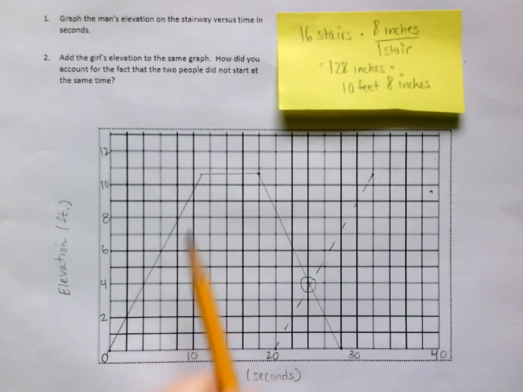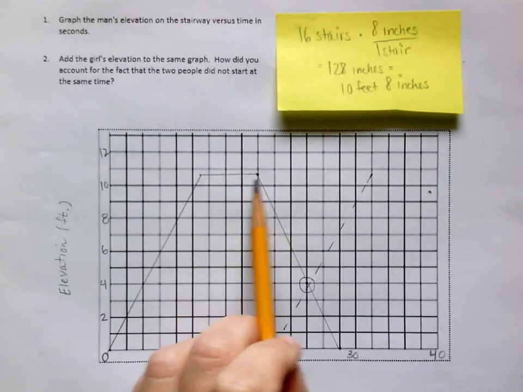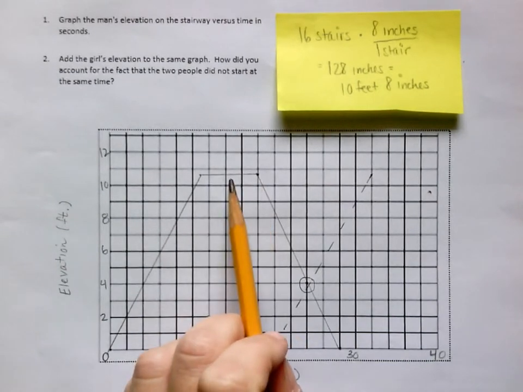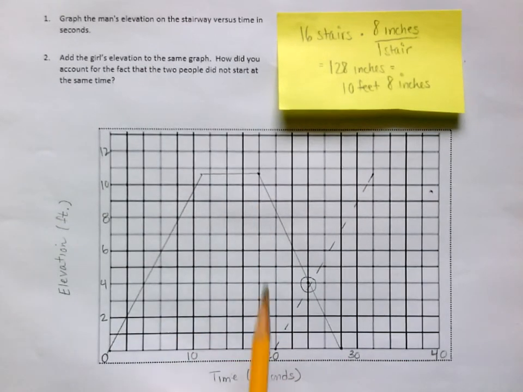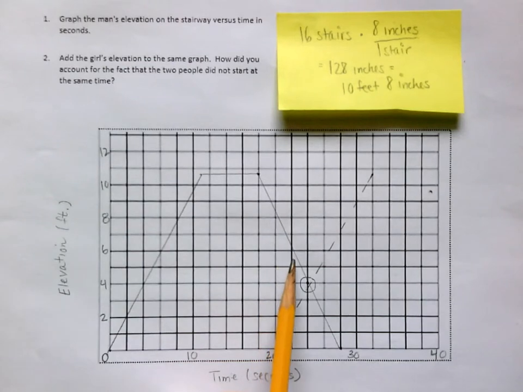Then between 10 and 11 seconds and 18 seconds, he seems to rest, so there's no change in elevation during this increment. Between 18 and 28 seconds, he descends the stairs, again at approximately constant rate, so we used a line segment to represent this portion of the graph as well.